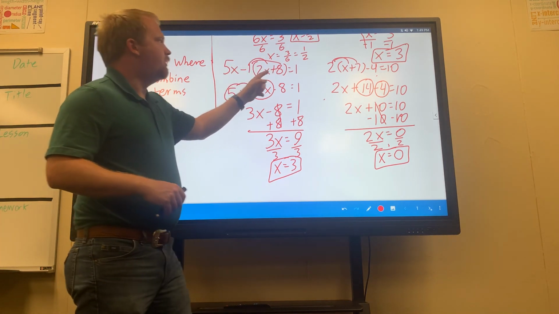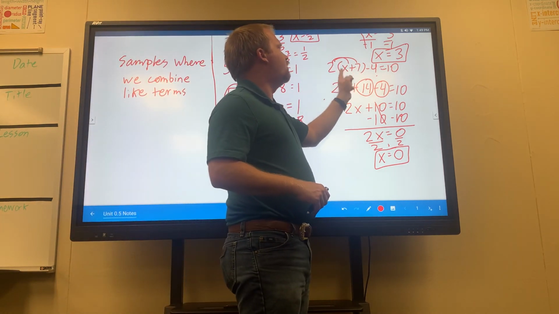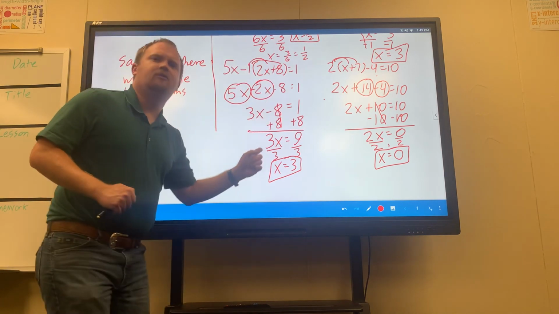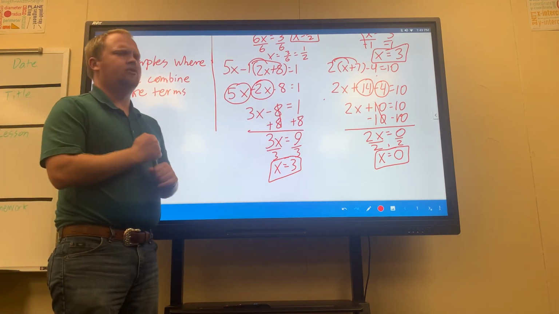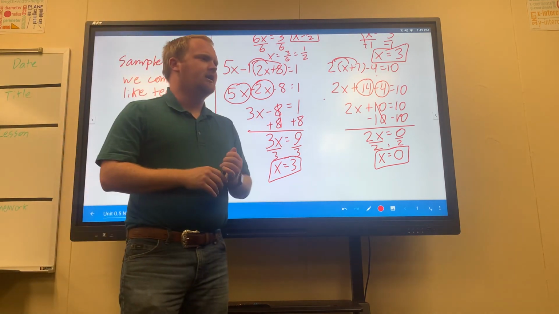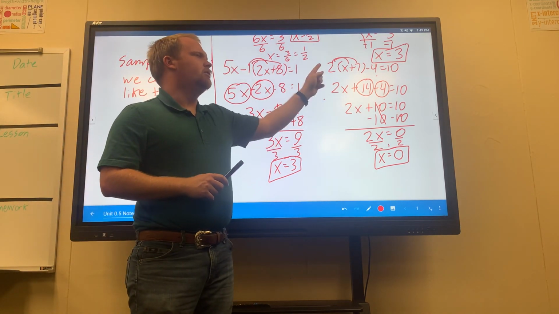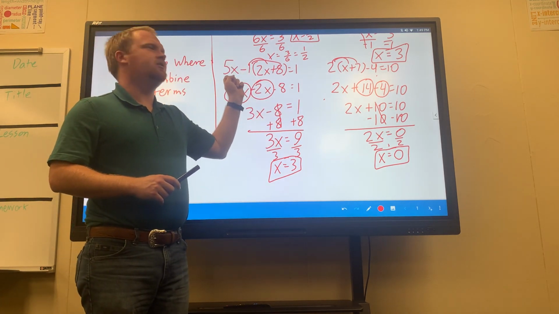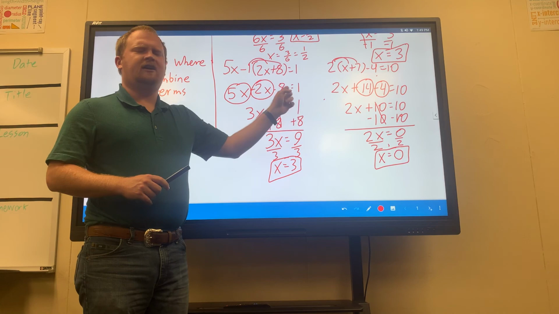Okay? But also notice that we're only distributing to numbers inside the parentheses, not outside the parentheses. Outside don't count. It's almost like they're not part of the class. Okay? So just keep in mind that when we distribute, we're distributing the number in front of the parentheses to the numbers inside the parentheses.